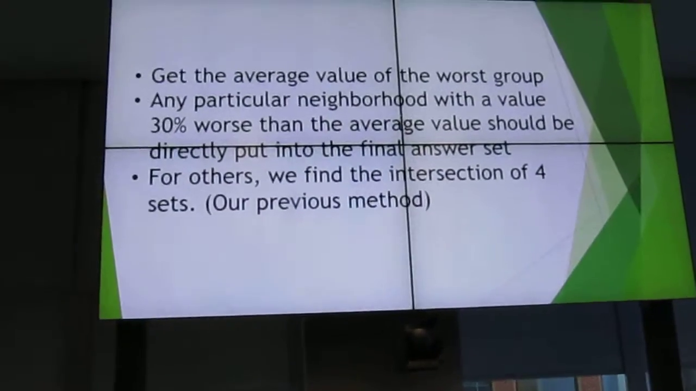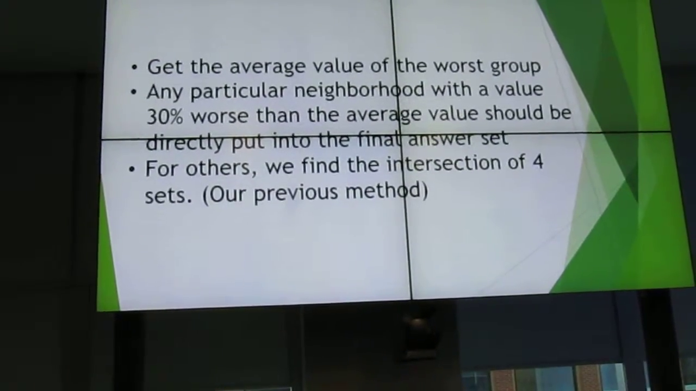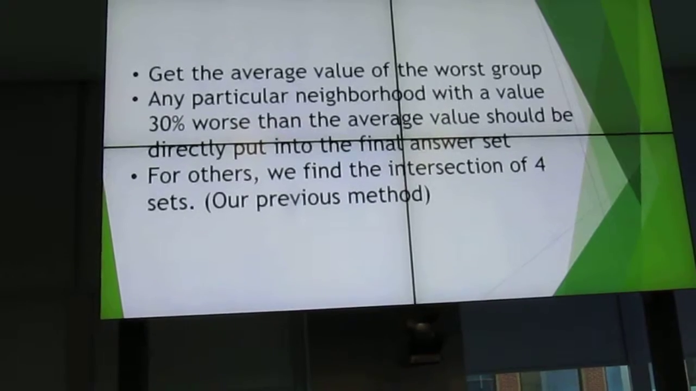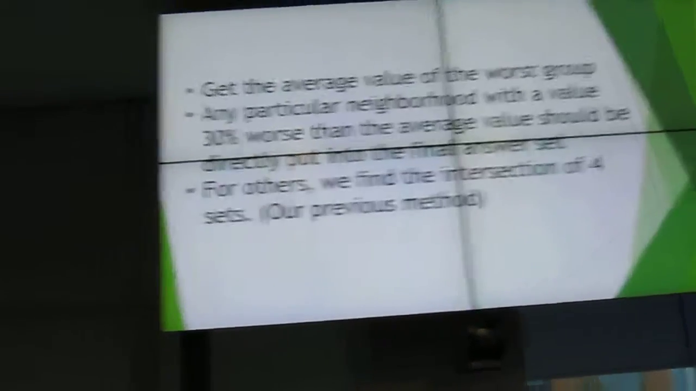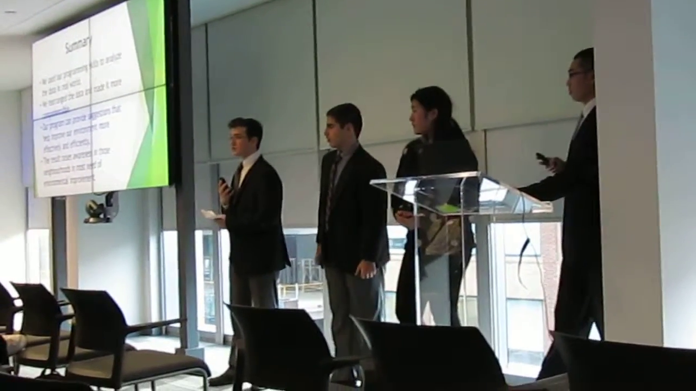Okay, so we can get the average value of the worst group, and any particular neighborhoods with a value 30% worse than the average value should be directly put into the final answer set. And for others, we use our previous method, which is to find the intersection of all sets. We believe that we can avoid the outliers in this way. Okay. So thank you very much for listening.